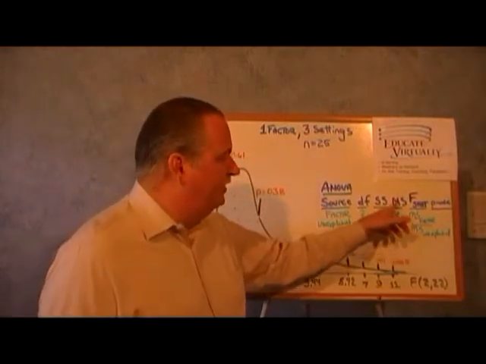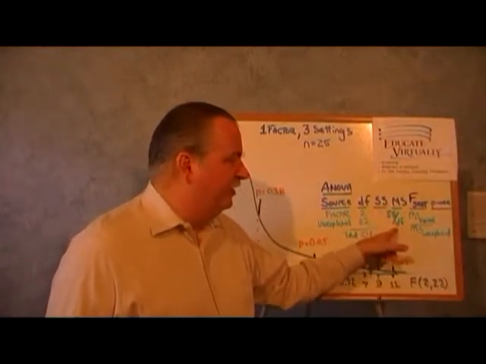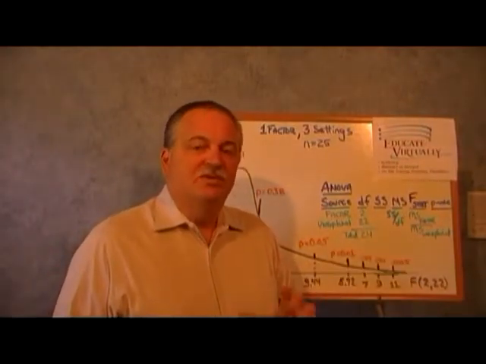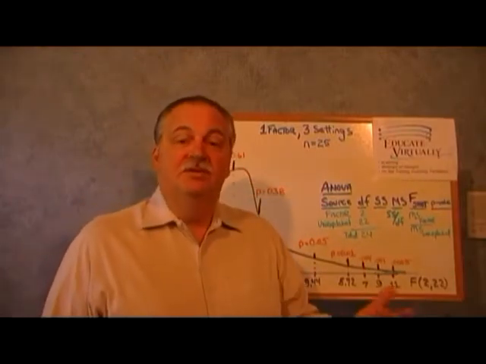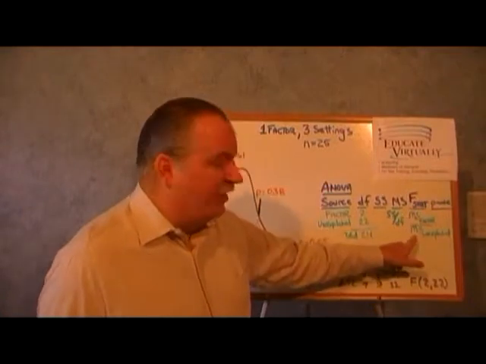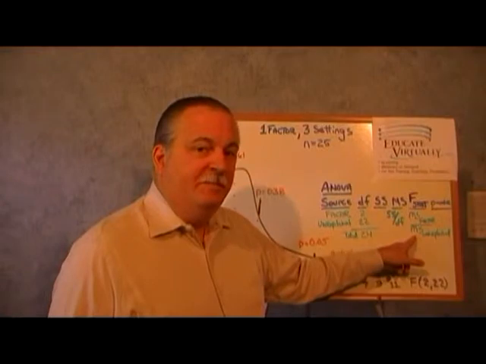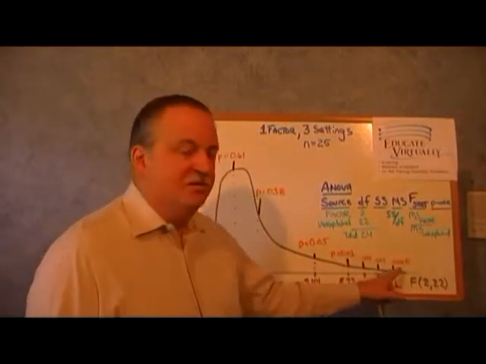We calculate our mean square, which is our sum of squares divided by our degrees of freedom. Then that gets us to the all-important F statistic, which is what leads us to the p-values, the probability that there is a difference. So the mean square for the factor divided by the mean square for the unexplained gives us the F statistic. The F statistic has a distribution that looks like this.